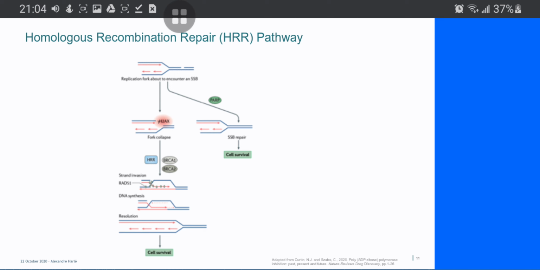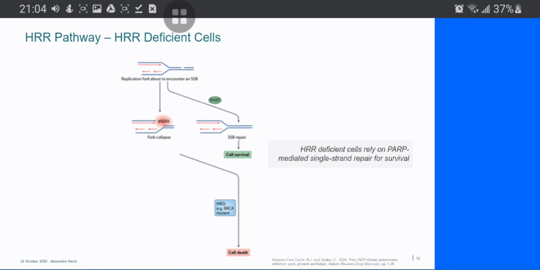In cells with the HRR deficiency, the repair system is only using the PARP system, and the problem is that this system is less accurate. If the HRR is not working, then you have more genomic instability. The cell is still surviving, but the problem is that we have more genomic instability, and only PARP is working at this time.